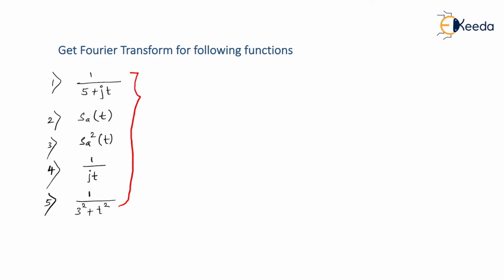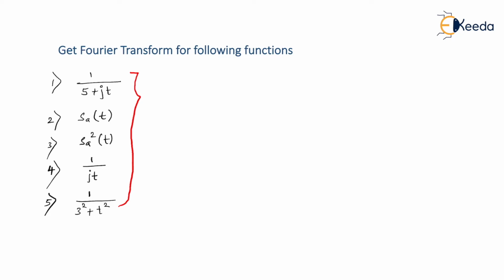For example, I can say e to the power minus a mod of t is also a standard function, in fact, an umbrella function whose Fourier transform is 2a upon a square plus omega square. So basically, standard functions are already known to me. Looking at them, we identify whether they are standard functions or not. These are functions which are not standard functions.